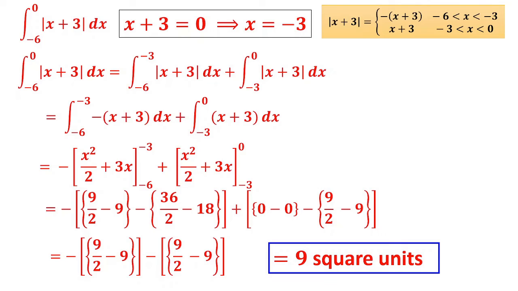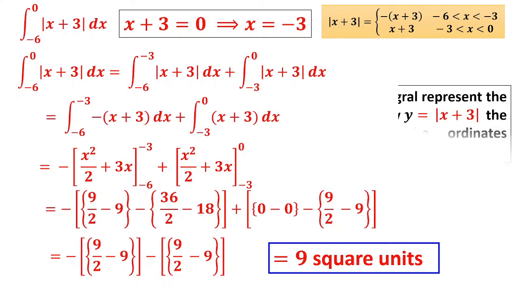Now your question is asked, they ask you to integrate it, and they are asking you what is the meaning of that integral.